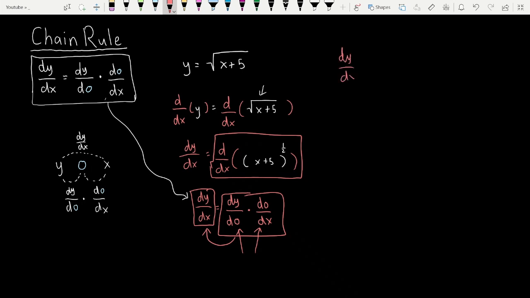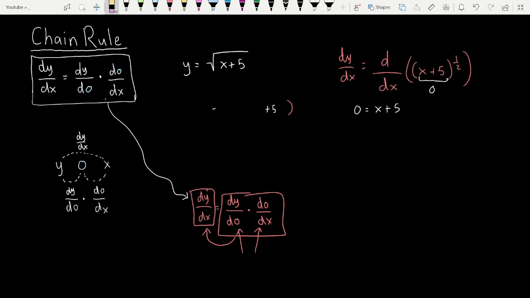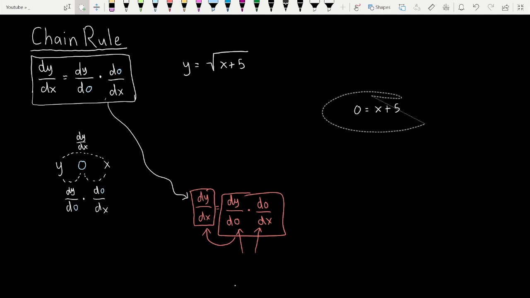So I have this dy by dx. I have this guy, x plus 5 whole power of 1 by 2. And what I do, really carefully, is I just turn all of this into a circle. I say that a circle is equal to x plus 5. So now, if I just erase all of this, I've done something really genius over here. I'll just grab this thing and take it over here. So this circle is equal to x plus 5.